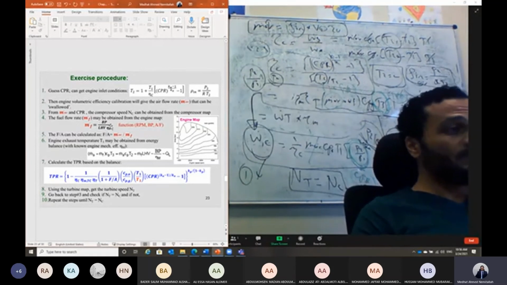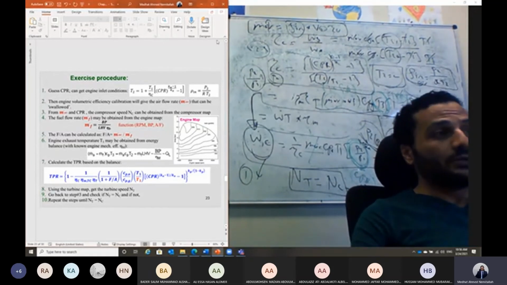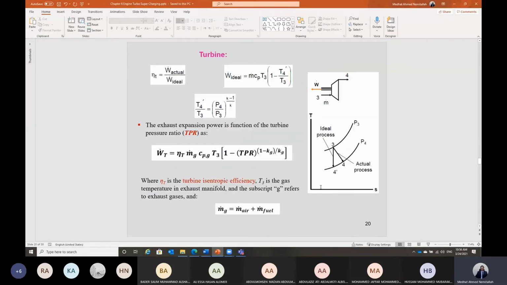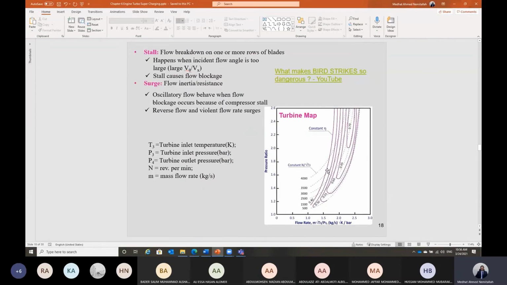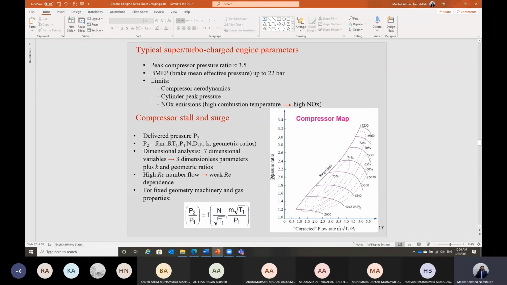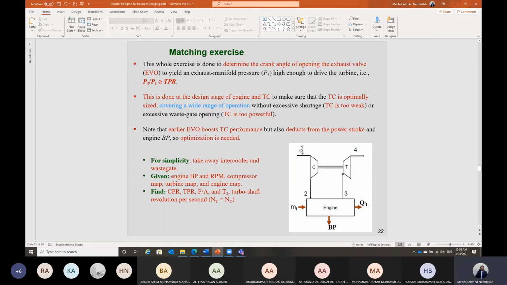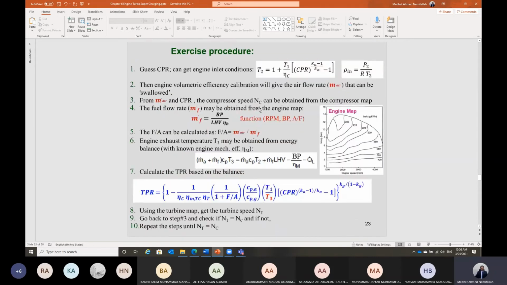Then in this case, I will take this mass flow rate of air and the compressor pressure ratio and go to the compressor map, which should be given here. At a given mass flow rate and given pressure ratio, I can decide about the RPM in this case. The N, which is the RPM of the turbocharger. I will get the value of the RPM of the compressor using those known values.